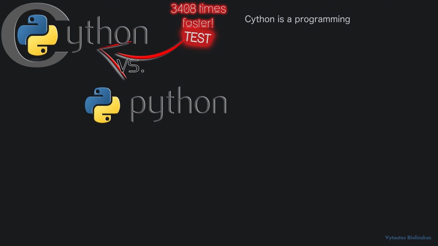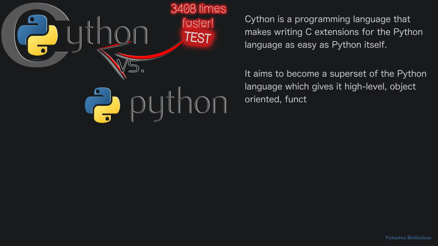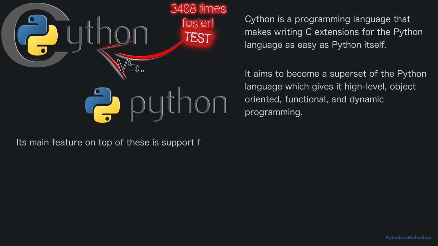Cython is a programming language that makes writing C extensions for Python language as easy as Python itself. It aims to become a superset of the Python language, which gives a high-level, object-oriented, functional and dynamic programming. Its main feature on top of this is support for optional static type declaration as part of the language.